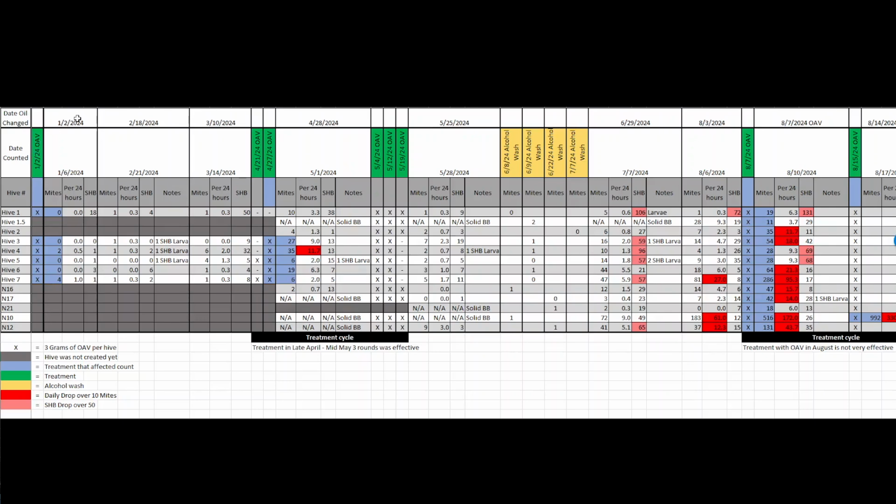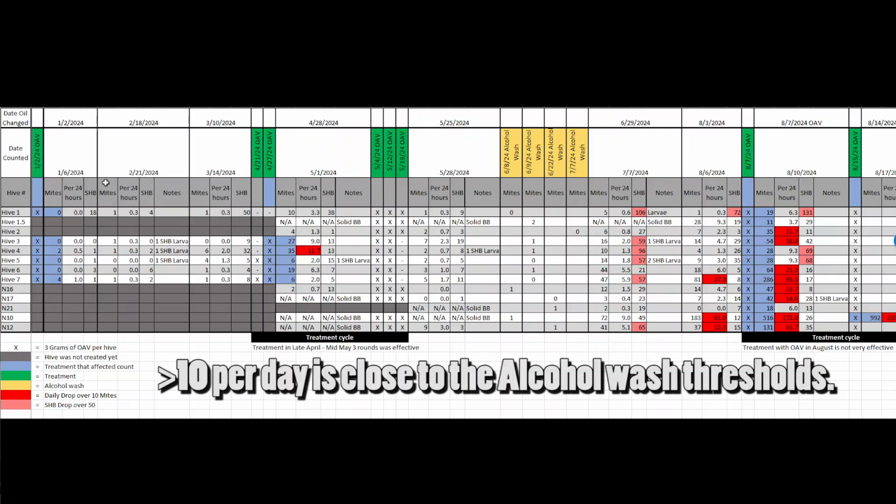This is when the oil was changed, and this is when the actual count occurred. And then alcohol washes are this lighter yellow. Red is when the mite drop is over 10 per day, and that to me is usually very close to a threshold. So let's take a look through here.